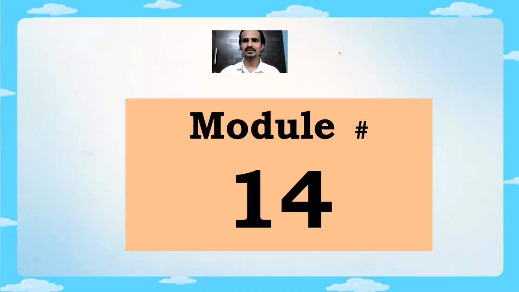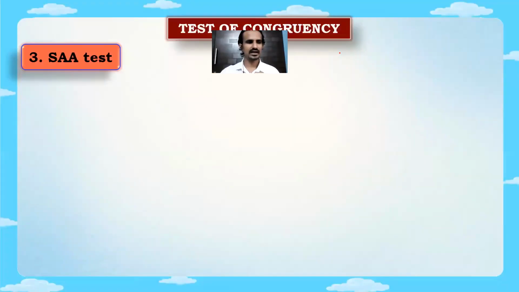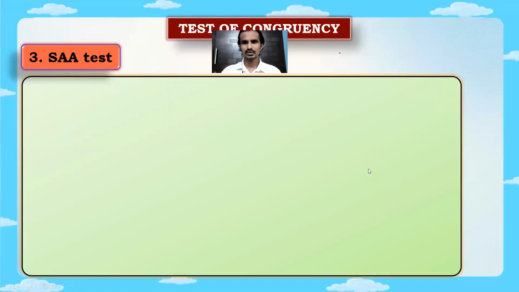Okay. The next test that we have is SAA test. Now in SAA, it is again two pairs of angles and one pair of side. But if you see the difference, what was in the first test? It was angle, side, and angle. The side was between the two angles, included side. Here it is not the case. Here the name is SAA, so the side is not included. Okay. So let's see this.